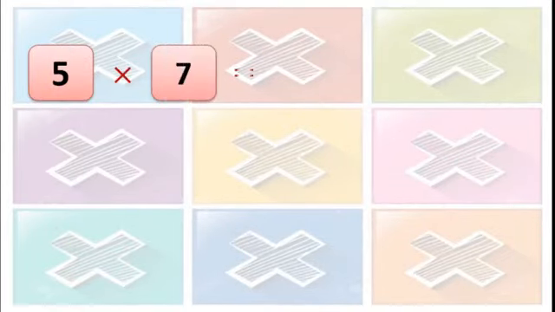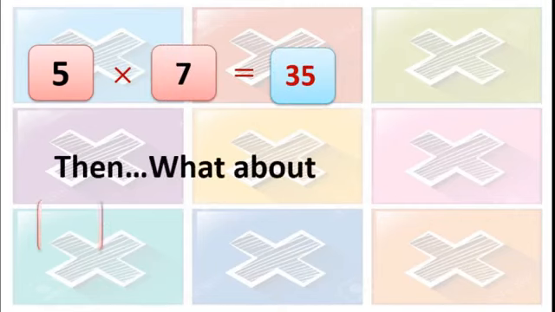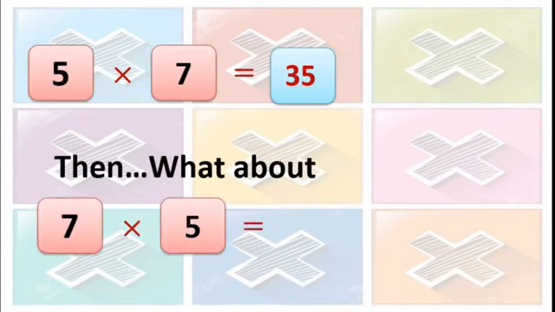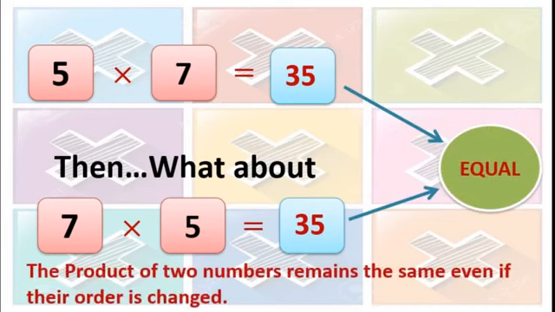5 sevens are how much? 5 sevens are 35. Isn't it? So then what about 7 5s are? Yes. Correct. That is also 35. So both of them are equal. Means the product is equal. The product of two numbers remains the same even if their order is changed. Got this?